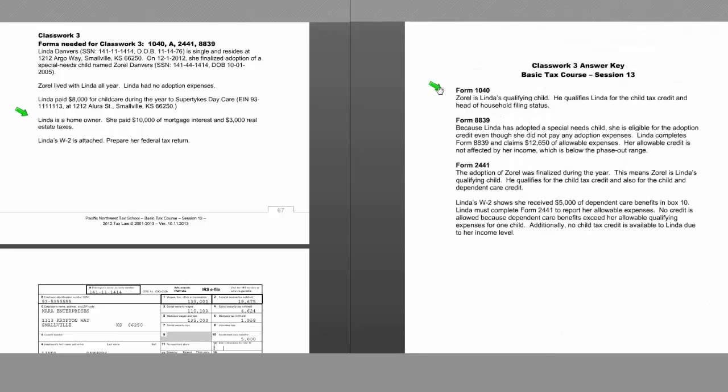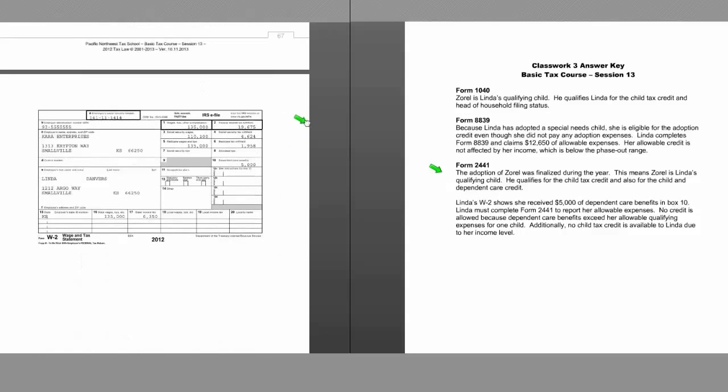And returning to review the Classwork 3 answer key, there's just some key points that we've highlighted for you on the answer key. Firstly, Zorel is Linda's qualifying child. He will qualify her for the child tax credit and head of household filing status. When we get over to the adoption credit, because Linda has adopted a special needs child, she's going to be eligible to claim the adoption credit even though she had no adoption expenses. She will complete Form 8839 and claim $12,650 of allowable expenses. Her allowable credit is not affected by her income because it is below the phase-out range. The adoption of Zorel was finalized during the year, and this means he is Linda's qualifying child, and as such, he qualifies her for both the child tax credit and the child and dependent care credit.